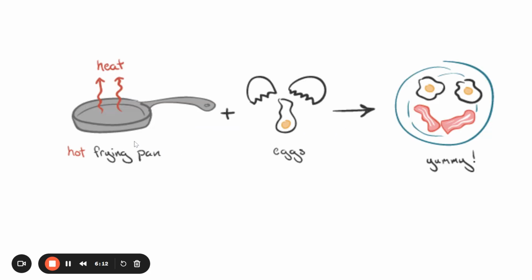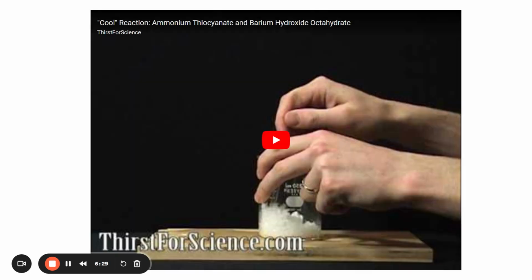Another example is cooking something. If I add heat to whatever I'm cooking, let's say I'm making breakfast, if I add heat, it changes those eggs. Those eggs take in that heat and they get cooked. But you're adding heat to that. We're going to watch 3 videos and we're going to talk about whether we think it is exo or endothermic.